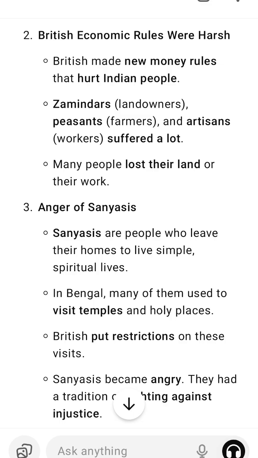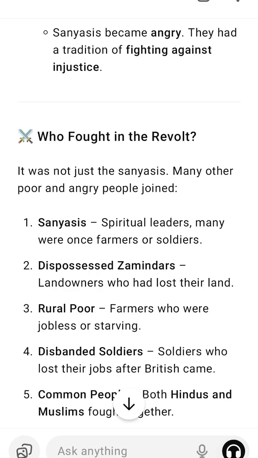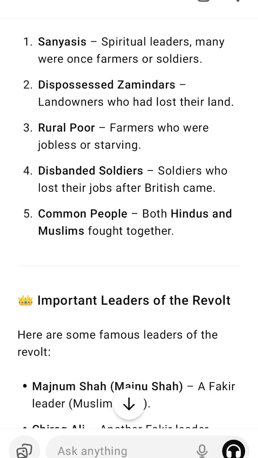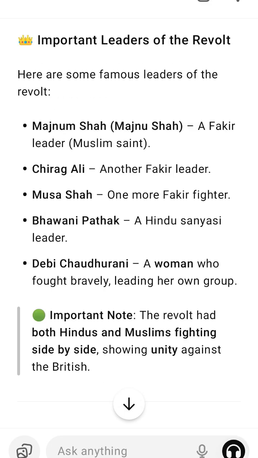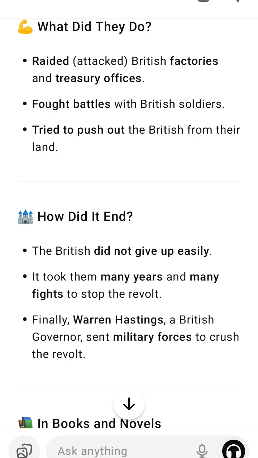1. Sannyasis, spiritual leaders. Many were once farmers or soldiers. 2. Dispossessed zamindars, landowners who had lost their land. 3. Rural poor, farmers who were jobless or starving. 4. Disbanded soldiers, soldiers who lost their jobs after the British came. 5. Common people, both Hindus and Muslims fought together.